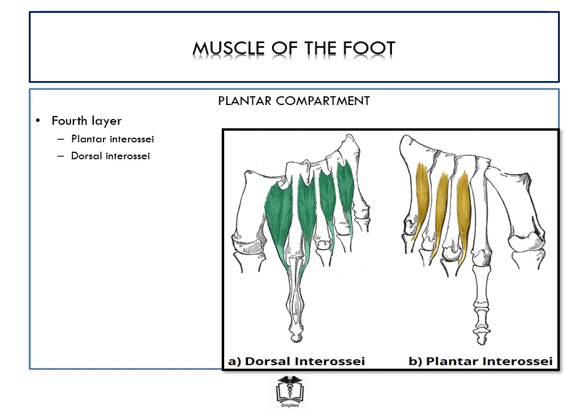The last layer of the plantar compartment of the foot is the fourth layer, and this is spanned by two major muscles, the plantar interosseous muscle and the dorsal interosseous muscle. The plantar interosseous muscle tends to be involved in adduction of the toes, whereas the dorsal interosseous muscle is involved in abduction of the toes. Both of these muscles are supplied by the same nerve, the lateral plantar nerve.